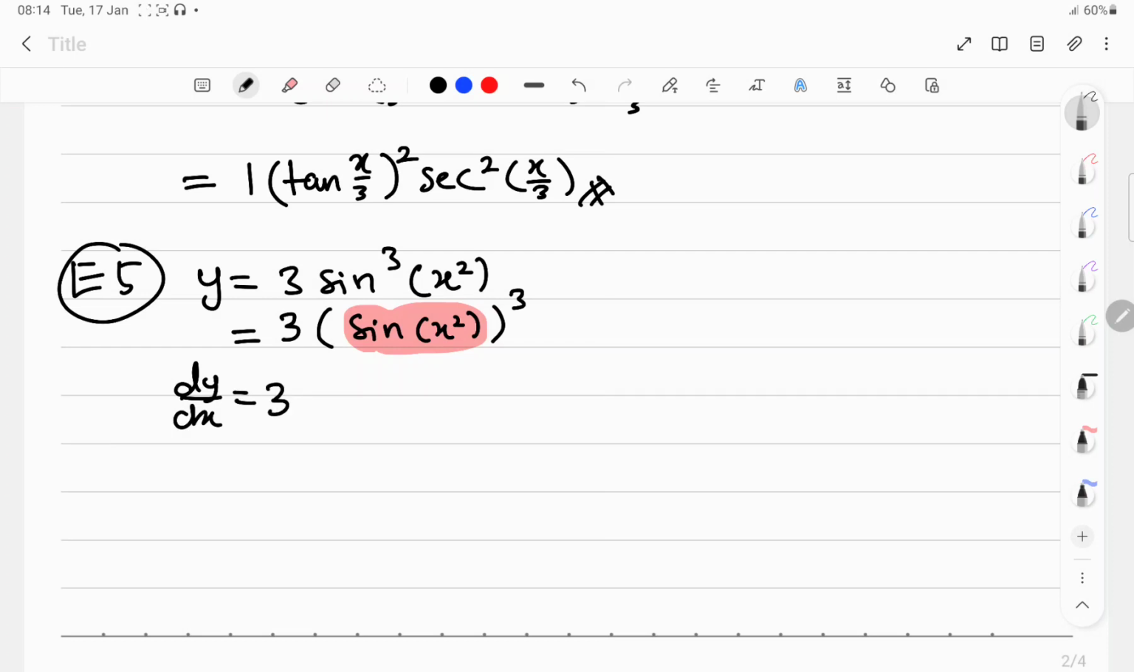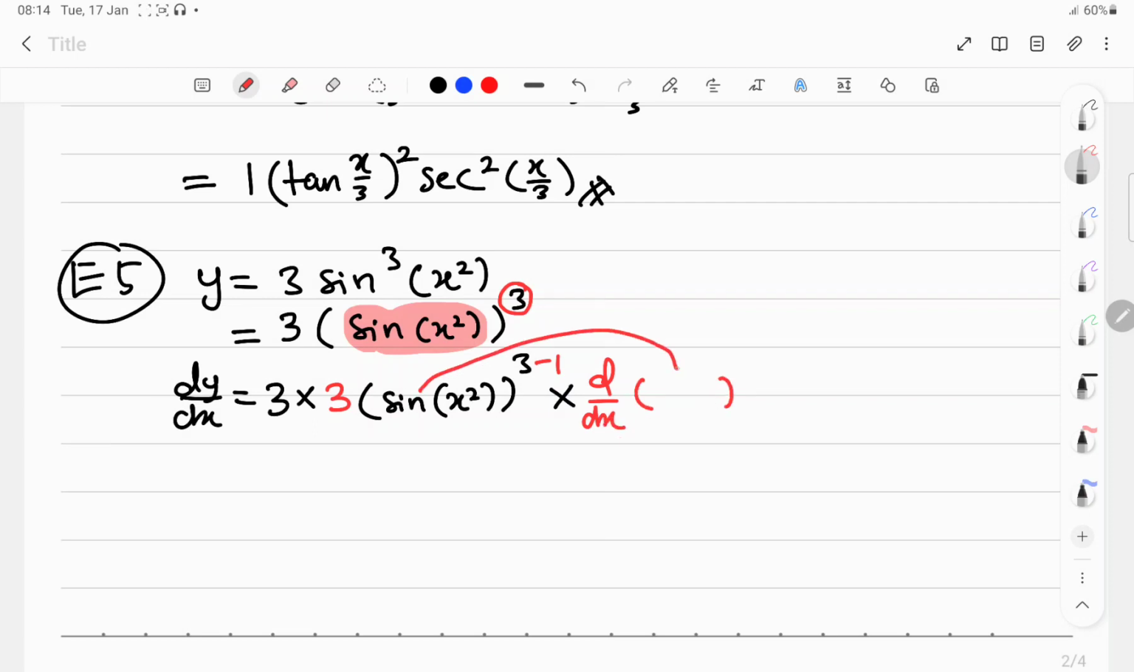We have 3 just a constant. Multiply by another 3 that we have from the power here. So bring it down, copy paste everything, minus 1. And then this one copy paste also, sine x squared. And then what's next? The next step for power rule is to differentiate whatever inside the bracket, which is sine x squared. This one I write it nicely, otherwise later confused.